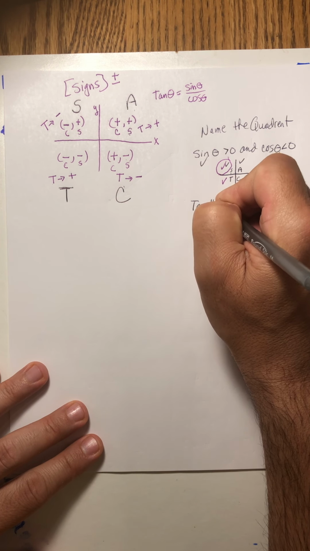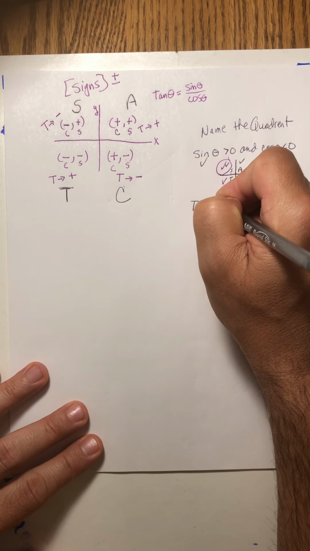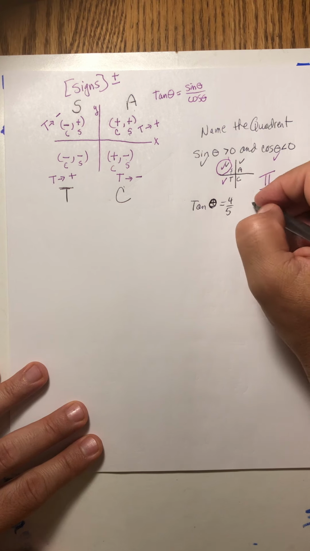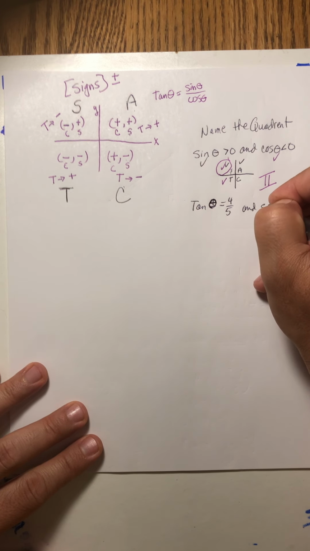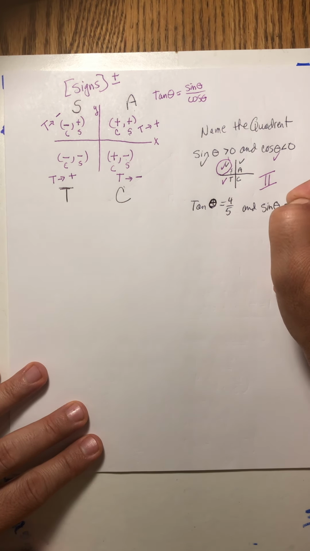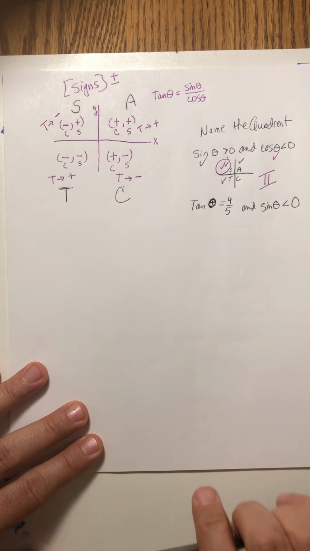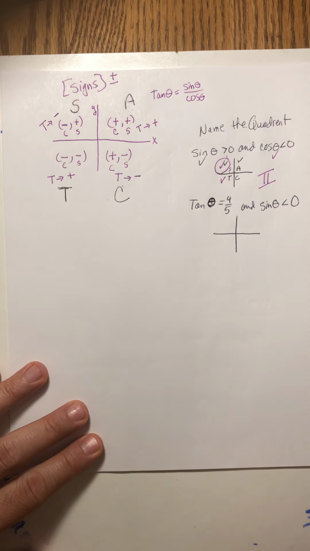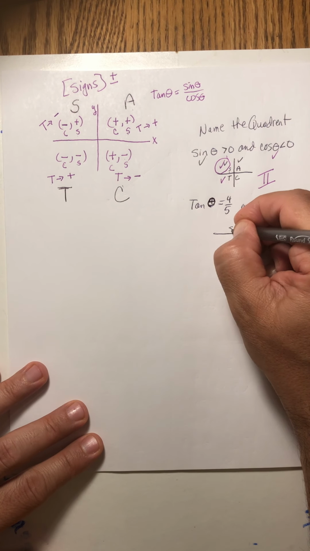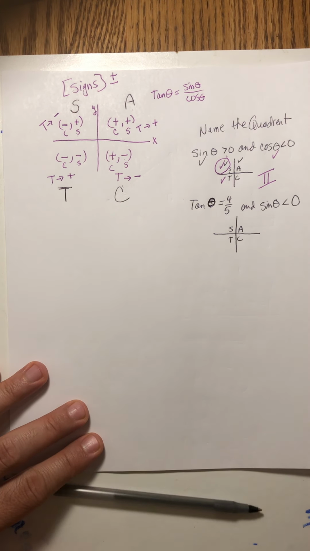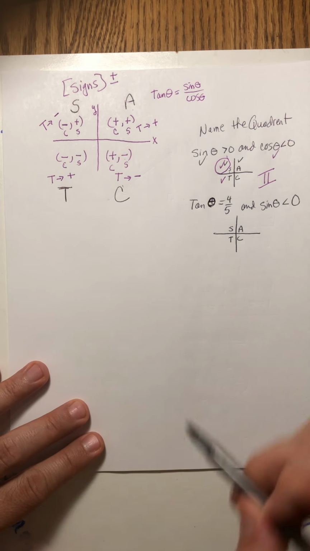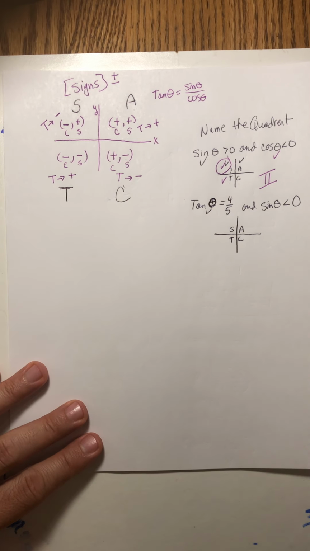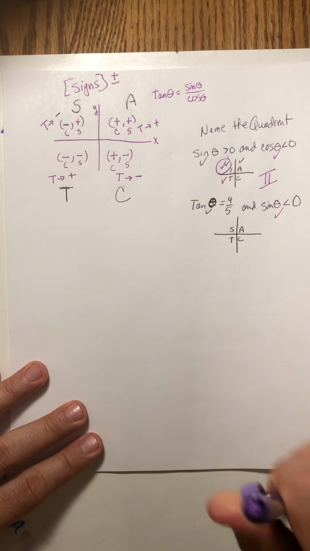Tangent of theta is equal to 4/5. We'll talk about what that means. And the sine of theta is less than 0. Again, here's my axes. I'm going to put my ASTC. All right, I'll do the black check marks for tangent, then I'll do the purple check marks for sine.